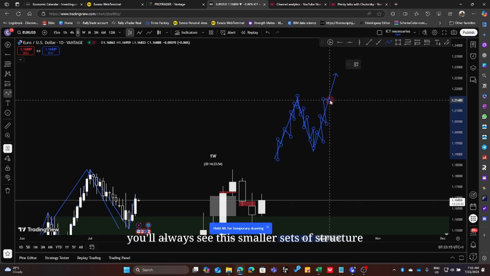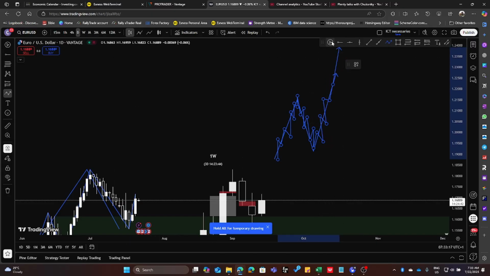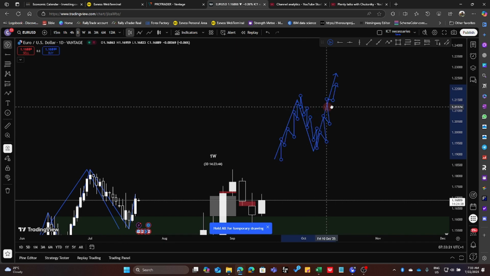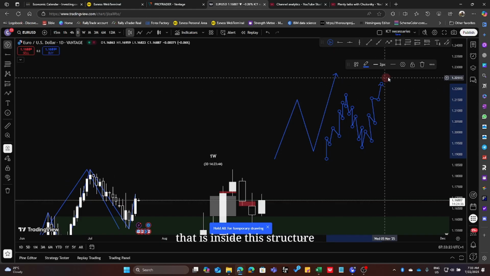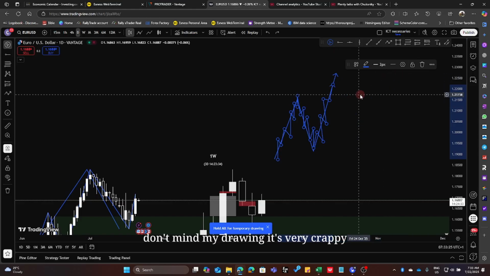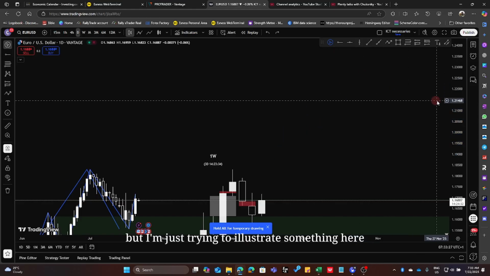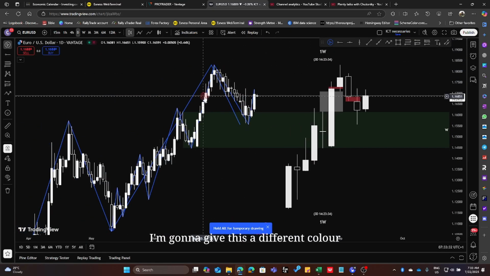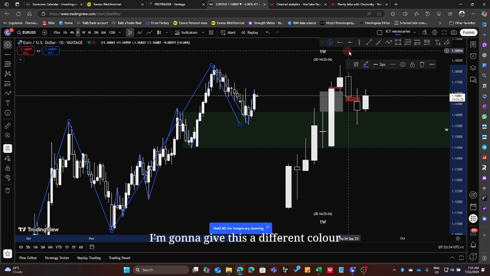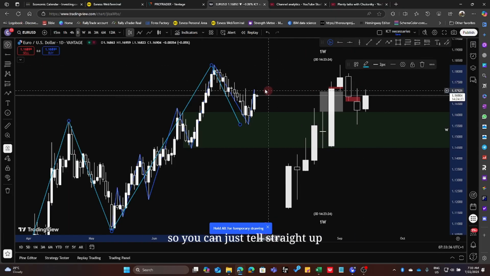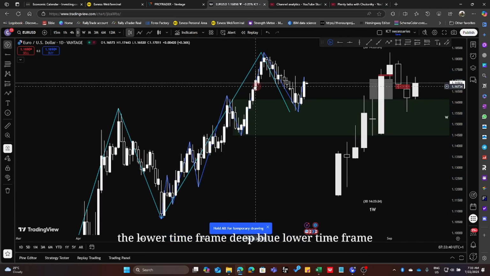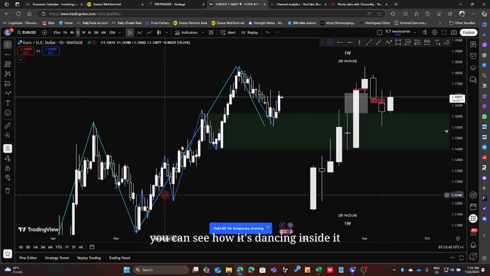You always see smaller sets of structure inside it, which will be the lower time frame structure that is inside this structure. Don't mind my drawing, it's very crappy, I know, but I'm just trying to illustrate something here. So that is what you're seeing right here. I'm going to give the higher time frame a different color so you can tell straight up. So you can see the higher time frame, the lower time frame, deep blue. The lower time frame, you can see how it's dancing inside it.